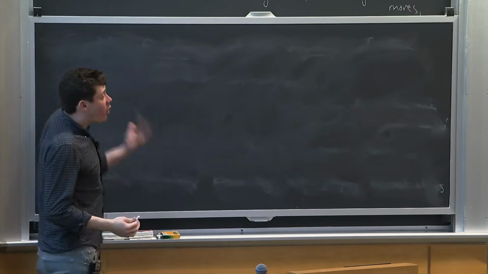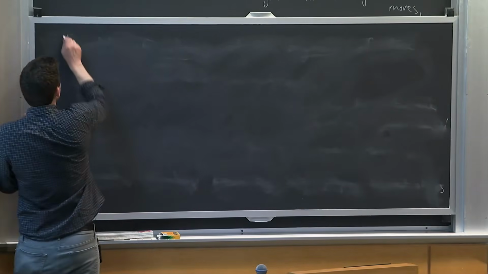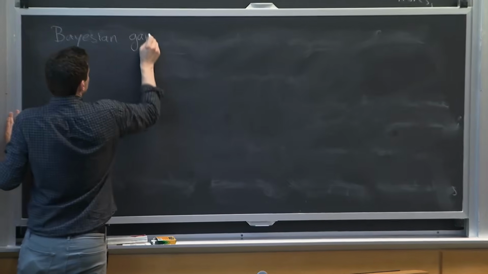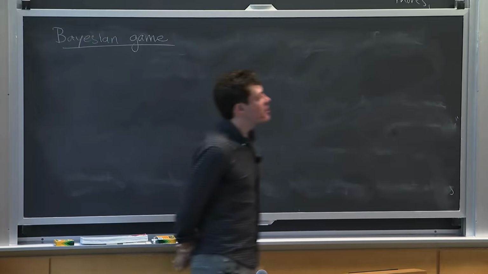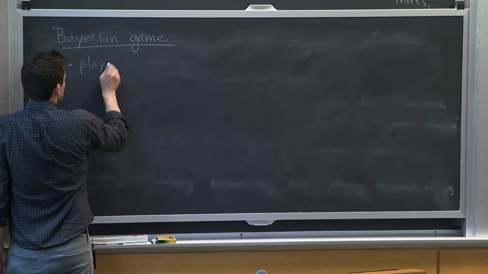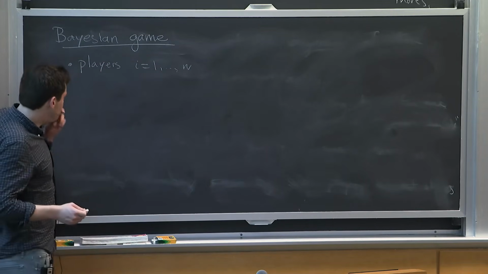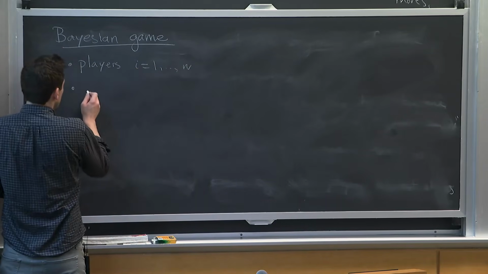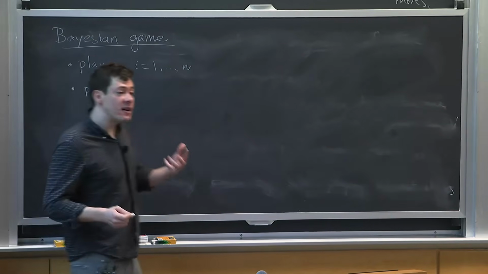So now we're going to formally present our model of a game that can capture incomplete information. And we're going to be using Bayes' rule a lot, so these games are often called Bayesian games. So how do we try to capture a situation like this? Well, first we're going to have the players, i equals 1 up to n. And then we're going to have the actions. So each player, player i, is going to choose some action in some action set.